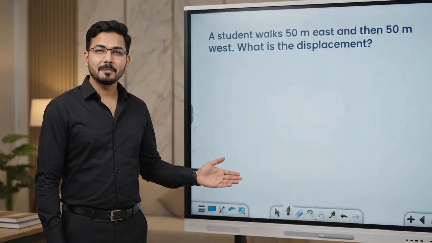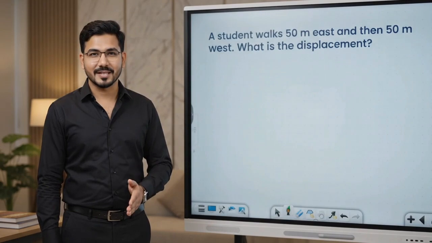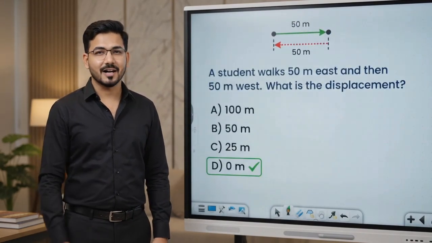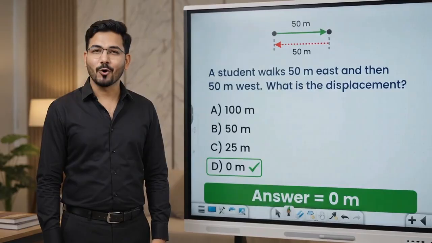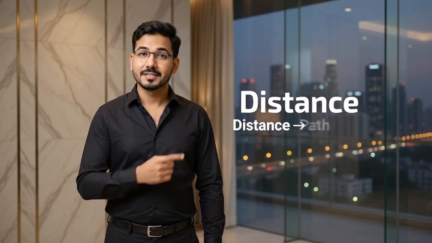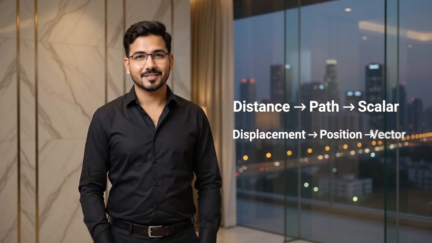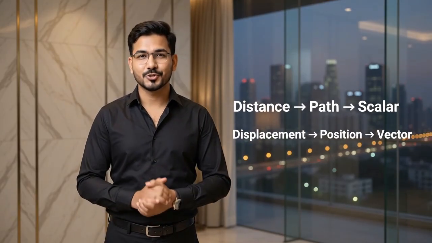A student walks 50 meters east and then 50 meters west. What is the displacement? Exam tip: if an object returns to its starting point, its displacement is always 0. Distance is the total path traveled, scalar. Distance is scalar, while displacement is vector. Displacement is the change in position.